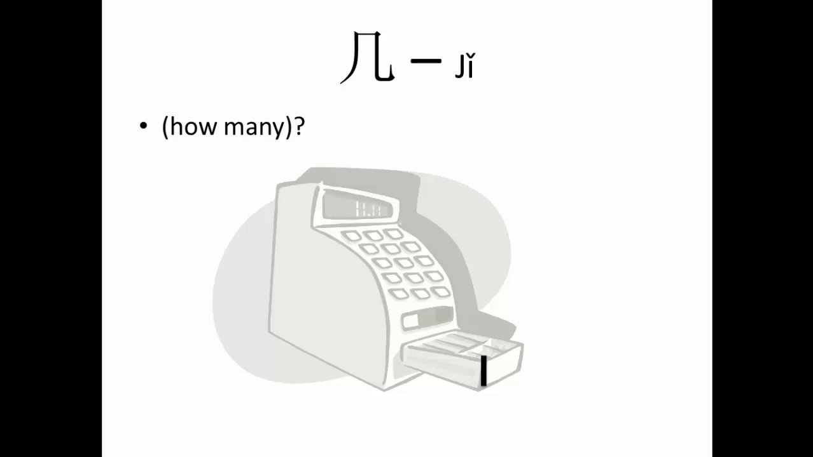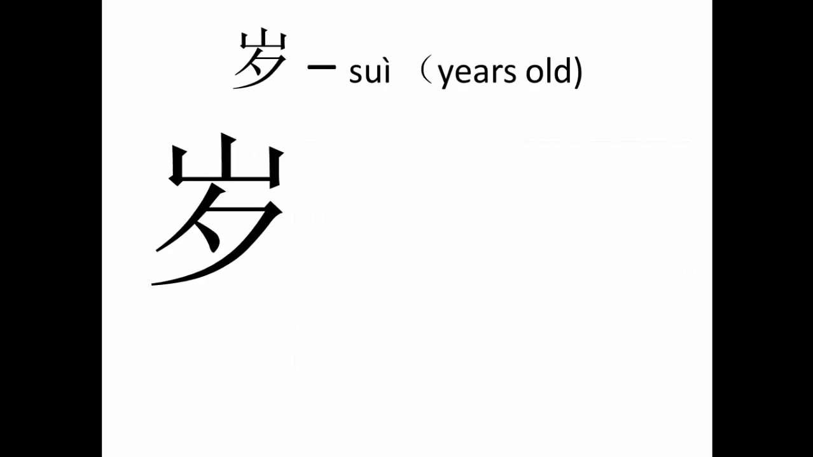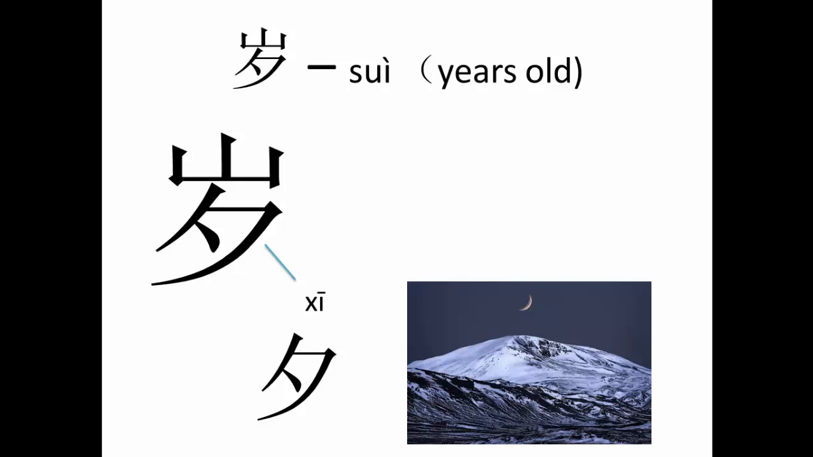The next character you should know is ji, how many, like in the phrase ni ji sui, how old are you? I think it looks like a cash register with an open drawer. My student illustrated it as an inchworm, counting out how many inches. Sui, for years old, is a combination of 2 radicals. Xi, the evening radical, and shan, the mountain radical.